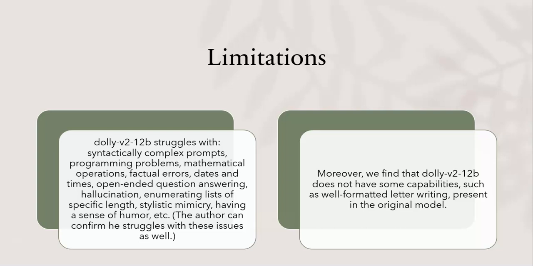It shows some hallucinations, like it is overthinking. Basically, that is called hallucination. It comes up with its own answers, and it also suffers from stylistic mimicry, that is, it behaves like it has a sense of humor. It is funny. And moreover, it does not have the capability of writing a well formatted letter. So that is also one of the drawbacks of this model.